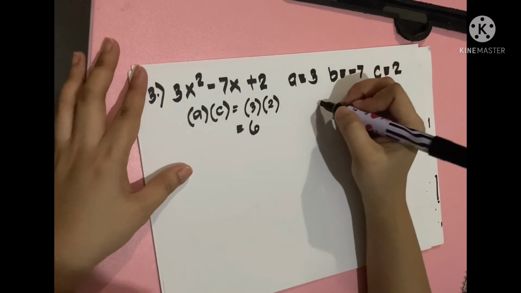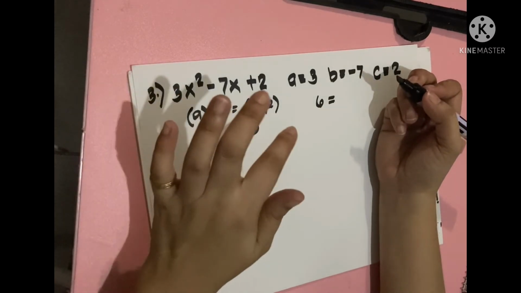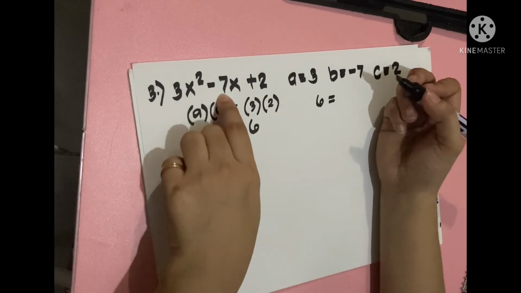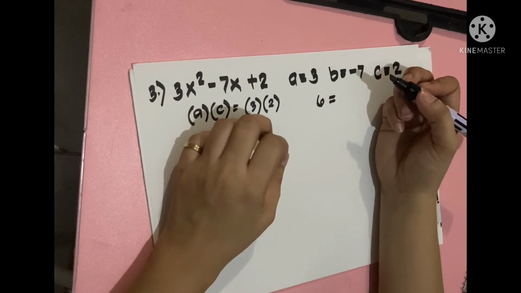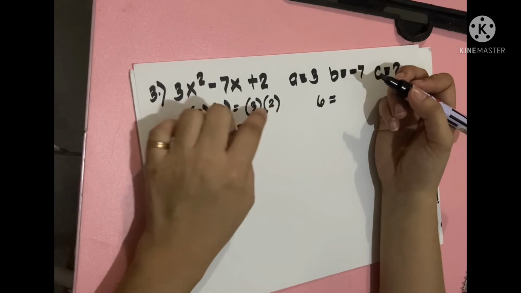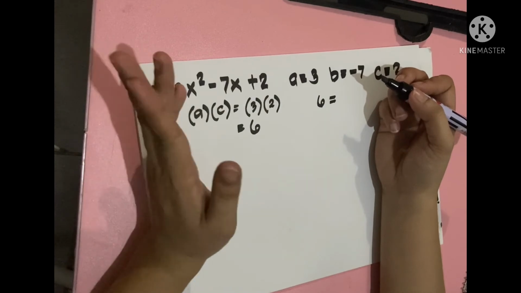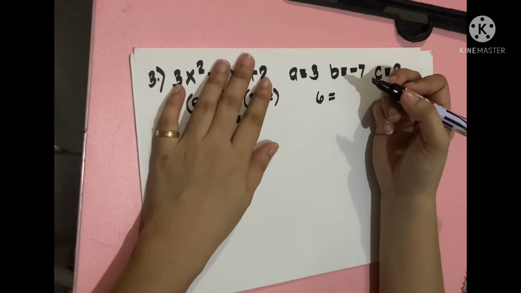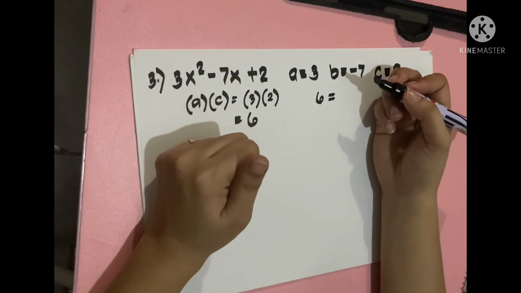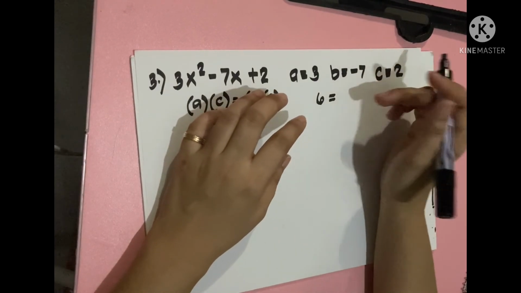So yung positive 6 natin, iisipan natin ng factors na kapag minultiply mo, 6 ang sagot, and at the same time, kapag pinag-add or subtract mo, dapat equal siya with 7 or negative 7. Okay? So, ano ba yung mga factors ng 6? So, aside from 3 and 2, kasi pag pinag-add mo yung 3 and 2, 5. Pag pinag-minus mo, 1. So, hindi siya pwede. So, another factors ng 6 is 6 and 1. So, 6 plus 1, 7. Then, 6 minus 1 is 5. So, possible na 6 and 1 ang sagot, no?